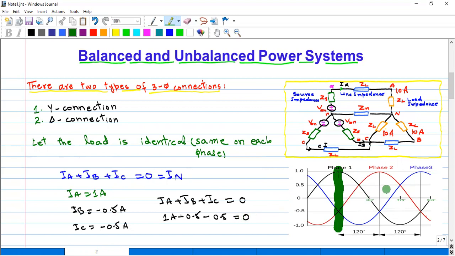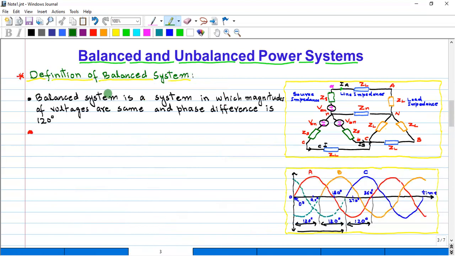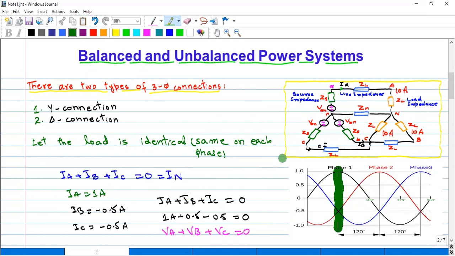And similarly, the sum of all the voltages in every instant will be equal to 0. So the sum of all the voltages VA plus VB plus VC will be equal to 0 as well. So these are the two most important parameters of the electrical power systems. That is, in case of identical loads, the sum of all the currents will be equal to 0 in every instant, and the sum of all the voltages in every instant will be equal to 0 as well. So now we will discuss the definition of the balanced system based on the previous parameters.